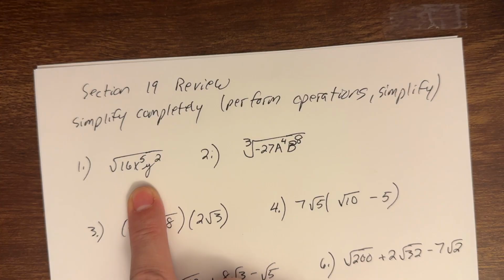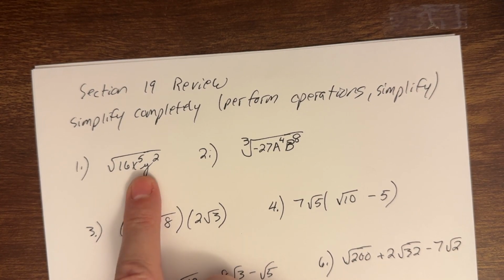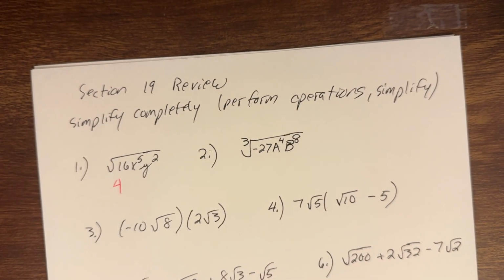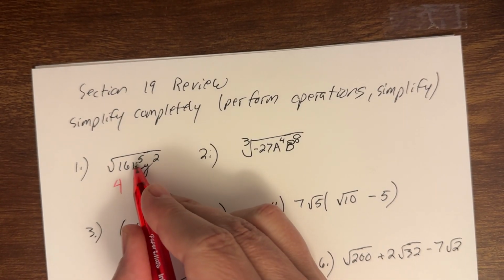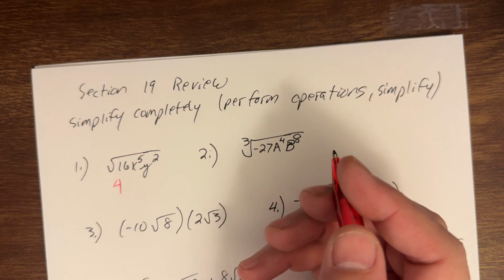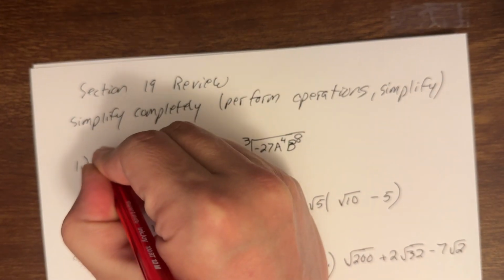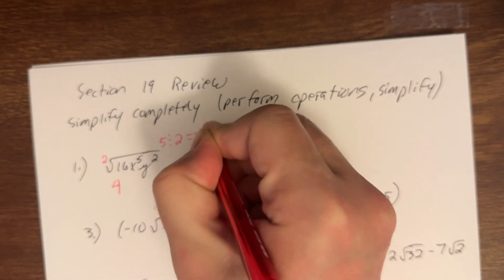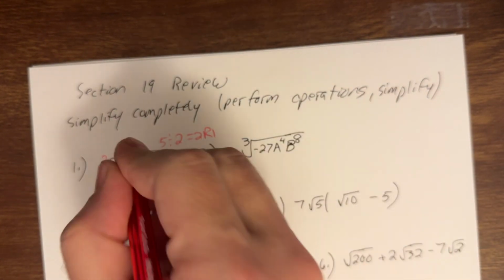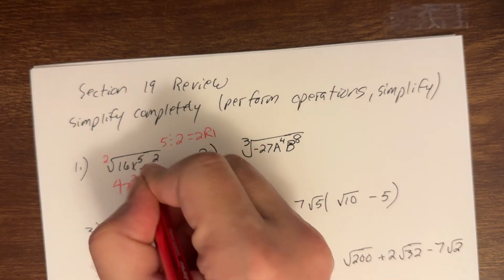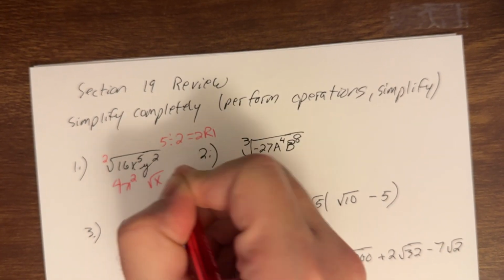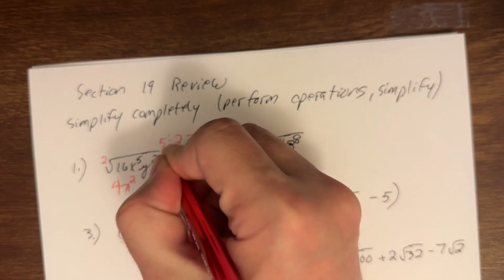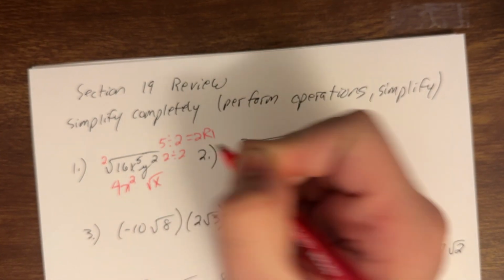I come up here, I'm looking at the square root of 16x to the fifth y squared. 16 is a perfect square, that's a 4. X to the fifth, I like the rational exponents, everybody. This is the square root, so I'm going to look at 5 divided by 2 is 2 with a remainder of 1, which means an x squared is coming out, and it means I have an x to the first left under the radical.